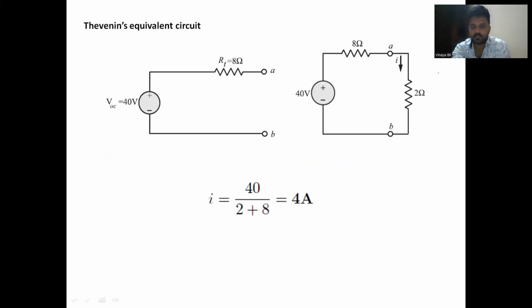The same thing you can see here. This is a Thevenin equivalent circuit. VTH or VOC is in series with RTH across the load terminal of 2 ohm. Applying KVL or simply Ohm's law, you can get the value of IL, that is the current flowing through the load, given by 40 divided by 2 plus 8, that is 4 amperes. So this is how we need to solve Thevenin's theorem.